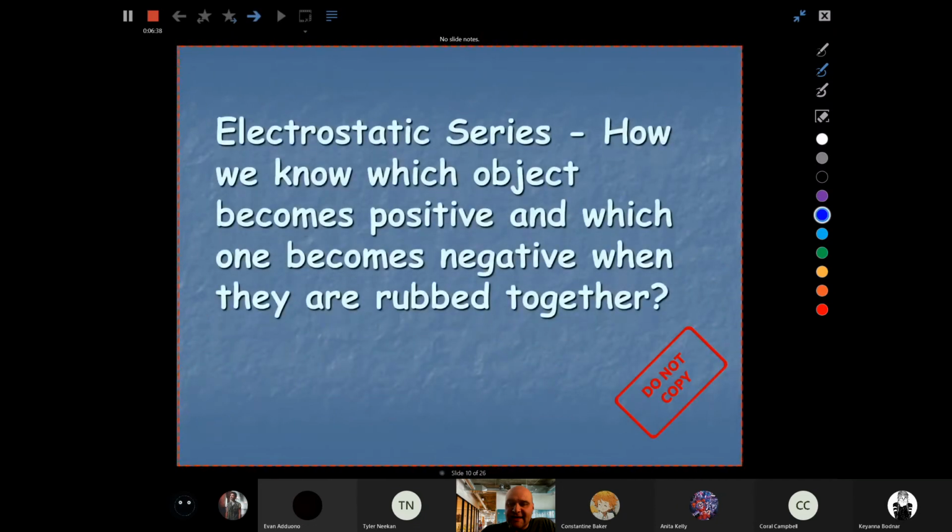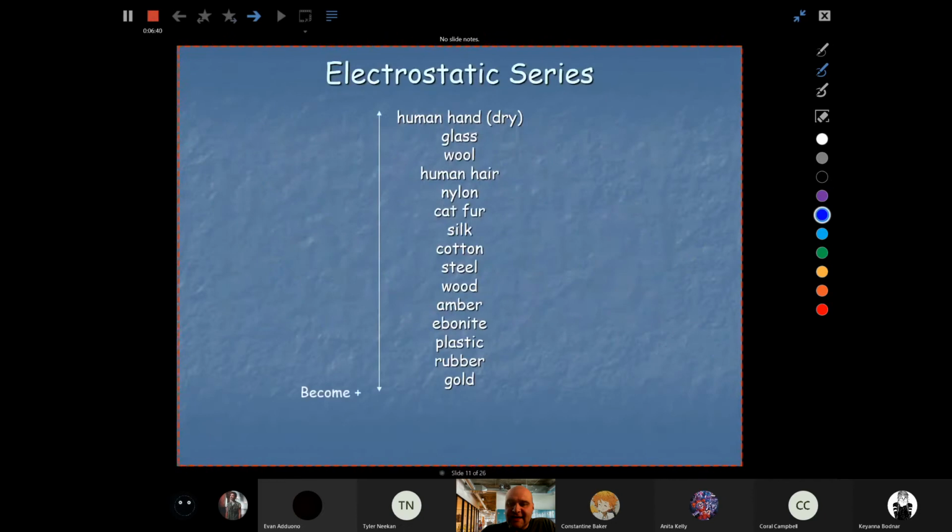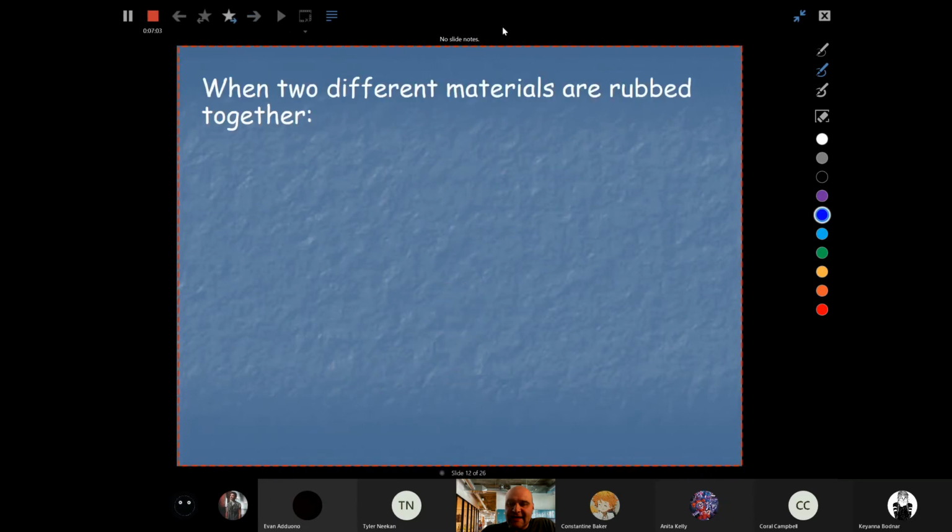So the electrostatic series is just a table, and here it is. I don't think you're going to need to copy this down. Usually I'll give a handout of this. In the quiz later in class today, I've actually just put this slide right in the quiz. This is all about rubbing substances together. There's a whole bunch of them, and it's actually pretty simple to use.